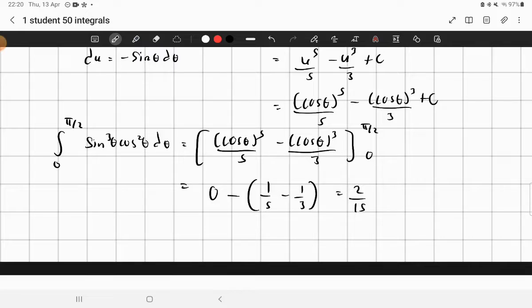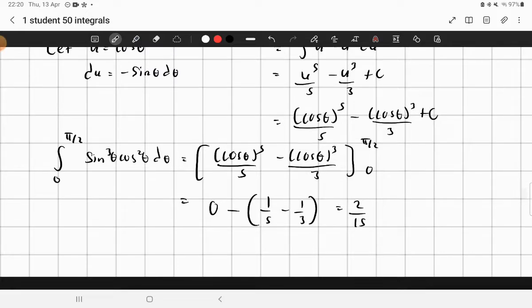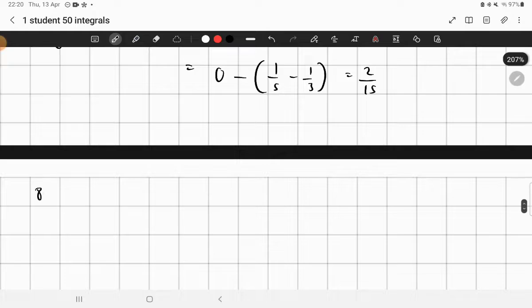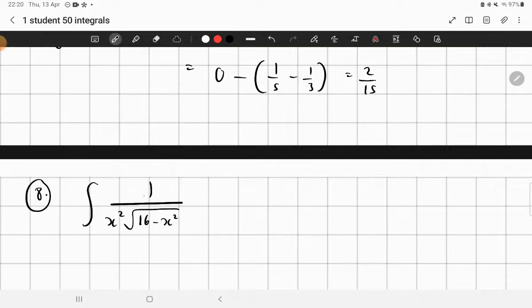Cosine of x. Yeah, 2 over 15. Nice. So that's very cool. So let's move forward to question 8. Question 8, they give us the integral of 1 over x squared, the square root of 16 minus x squared dx.